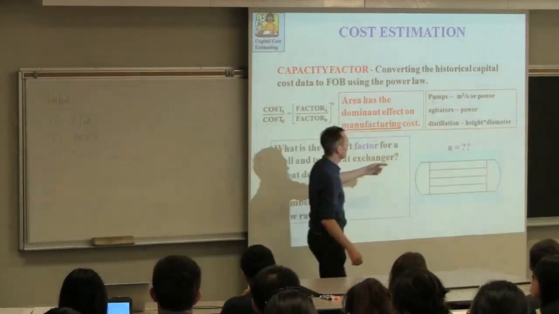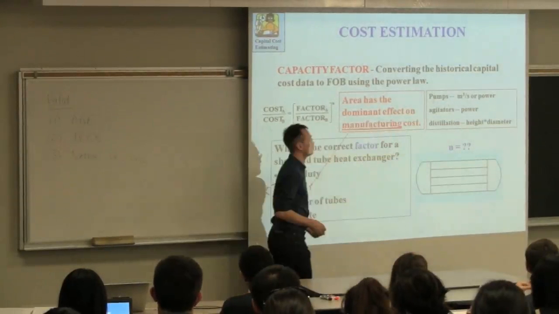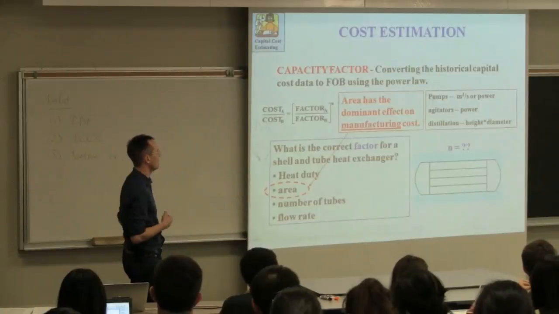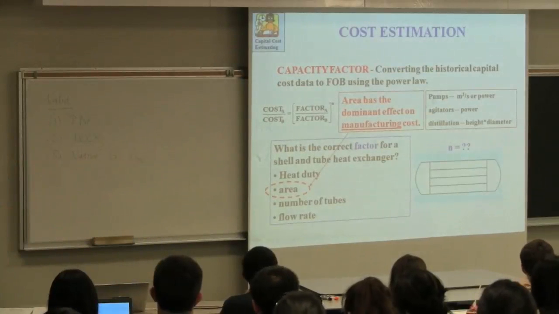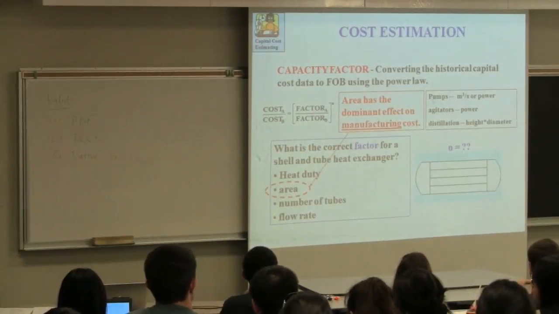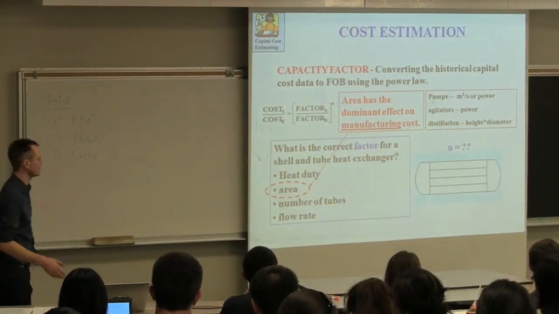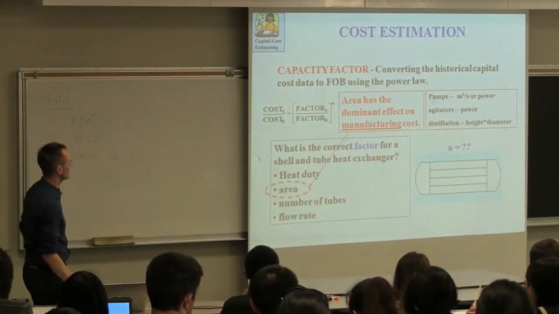For pumps, it would be horsepower or the flow rate. For an installation column, it would be the volume of the column, agitators within that column. And we'll see in Don Woods' table in that PDF that I posted, I'll show you how to determine what that capacity factor should be, whether it should be area or volume, flow rate, or so on. I'll give you some guidance on how to see that.